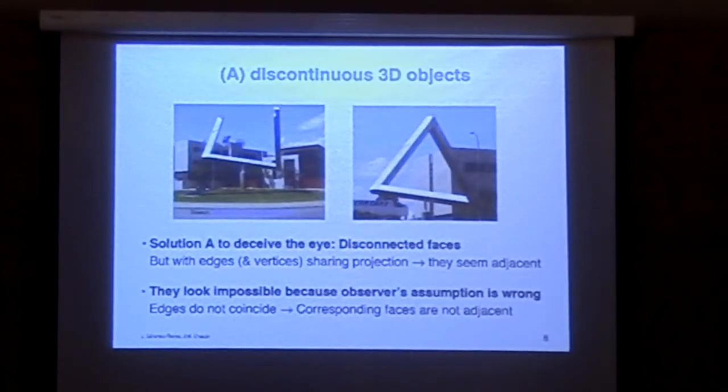Basically, we have two ways to manufacture 3D models of those objects. One is just to make continuous 3D objects. So we have those bars, and then we cut them. The trick is that we have a vertex here. In 3D they are different, but the projection is the same. And if the projection is the same, based on past experiences, when two points coincide on the retina, we think they are the same point in 3D. But in this case, they are not. And they look impossible because our assumption is wrong. The edges do not coincide. Here we have an edge. They look the same, but they aren't.